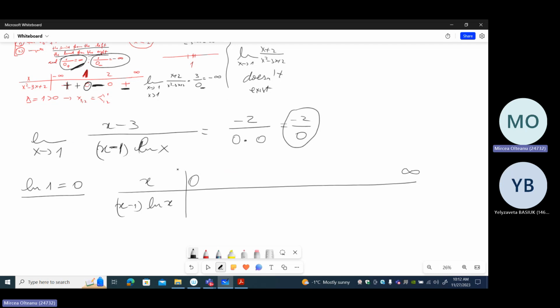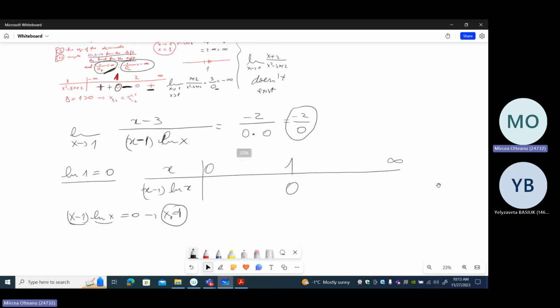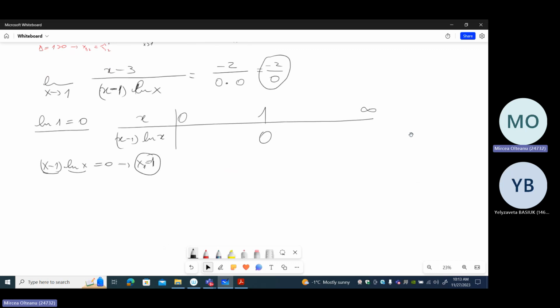Now, in order to find the sign of this expression, we need to know where it vanishes. The equation x minus 1 times logarithm of x equals 0 has one single solution, x1 equals 1, because both factors vanish at x equals 1. So here is 1, is 0. And now you can do it in two ways. Either think about the sign of x minus 1 and the sign of logarithm of x, we must know them by heart, because we learn about the sign for the logarithm and the sign for the linear function.